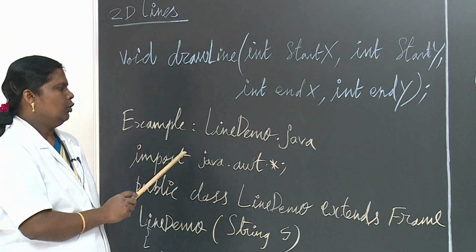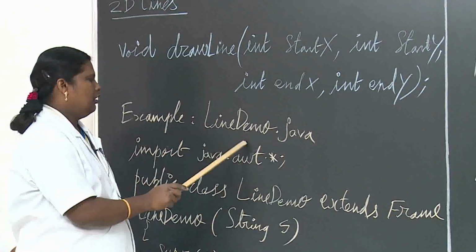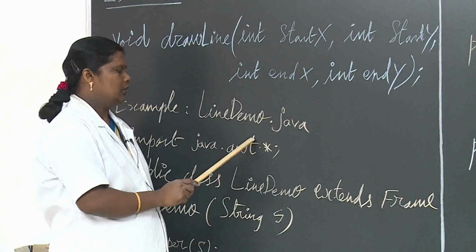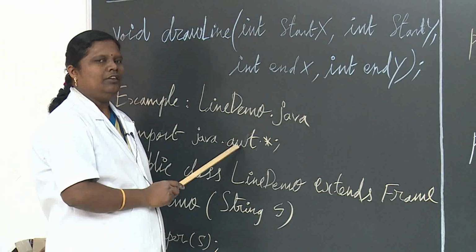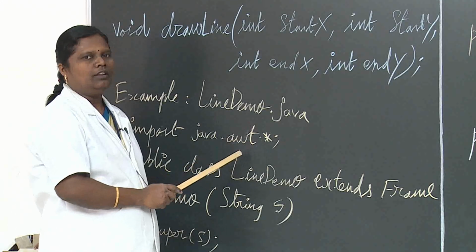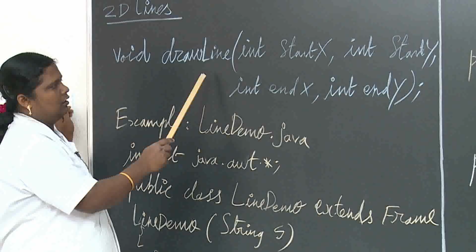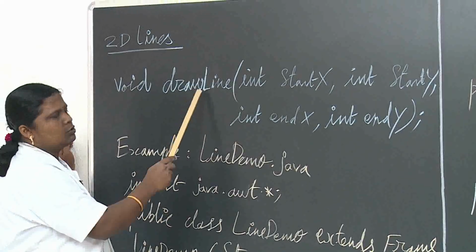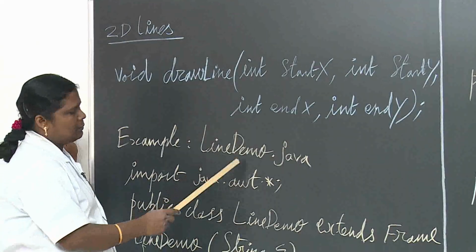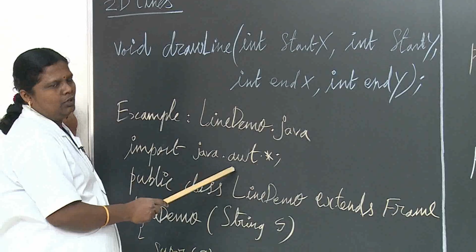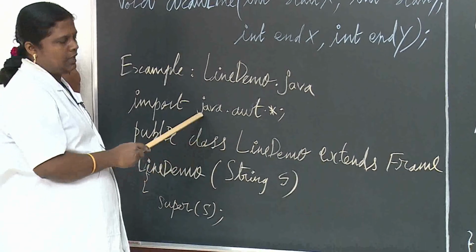So initially, in order to enable Java graphics, we need to import java.awt.*. AWT stands for Abstract Window Toolkit. This includes all the features available in Java, including the graphics packages to draw any 2D shapes. That's why I have added this package, java.awt.*, before initiating the class.